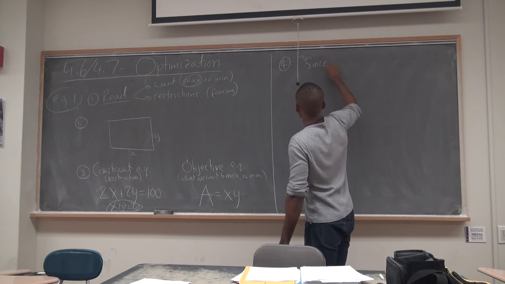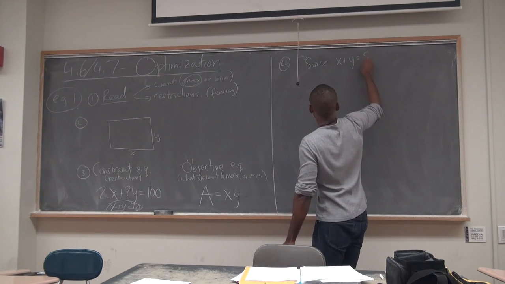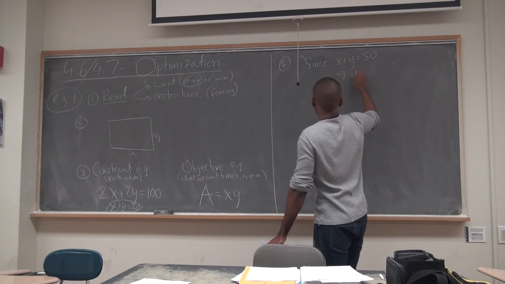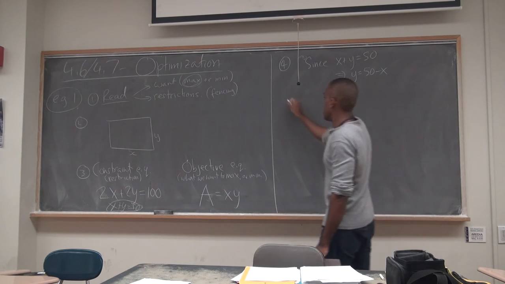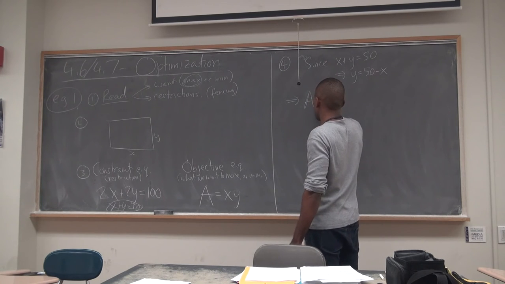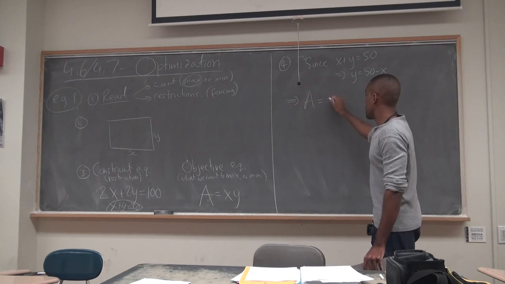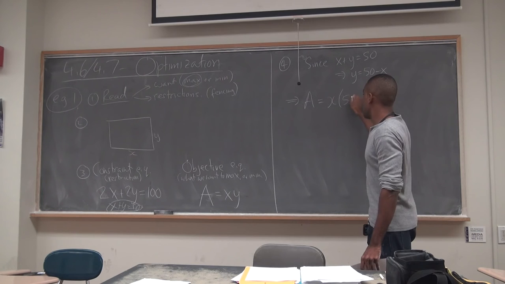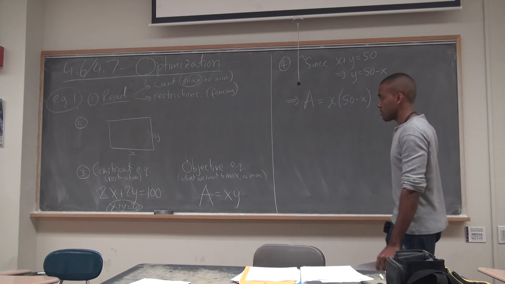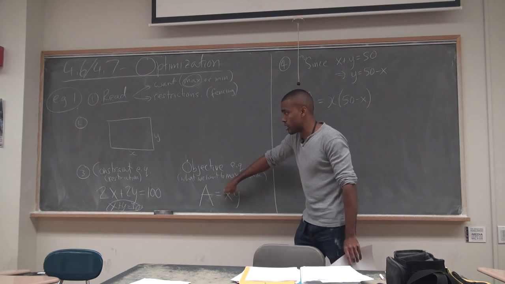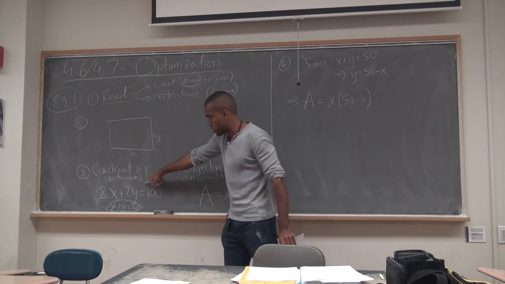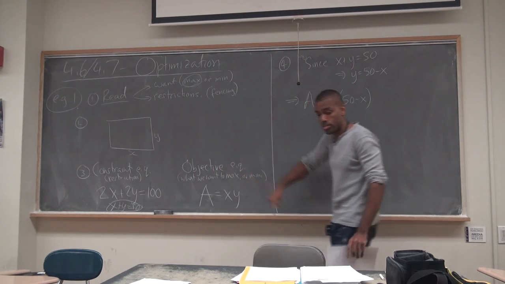So since x plus y equals 50, this means that I can solve for my y to get 50 minus x. This means that my area function, I can write it as x times 50 minus x. So I'm going to solve for one variable here and plug it in here. That's always what you do. You always solve for something in your constraint and plug it into the objective.